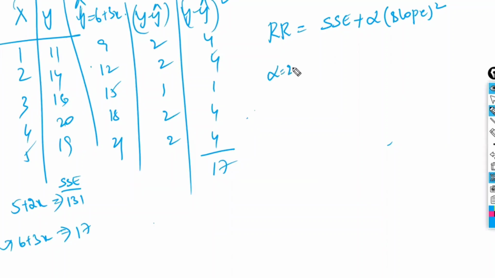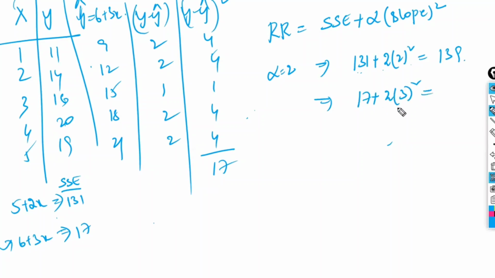Let us assume alpha is equal to 2. If alpha is equal to 2, for case 1, 131 plus 2 into 2 square, which is nothing but 131 plus 8, 139. Now, in this case, 17 plus 2 into 3 square, that is 3 square is 9, 9 into 2 is 18, 18 plus 17, 35. Now out of these two, which is the least one? That one you have to select.